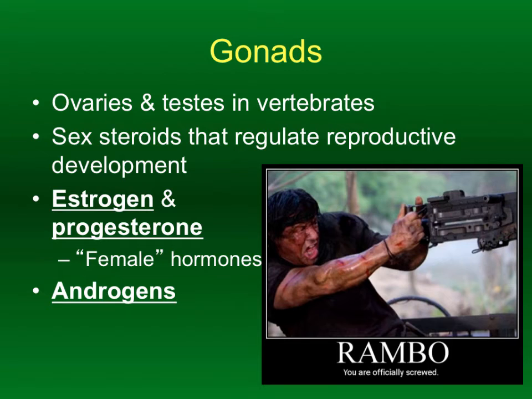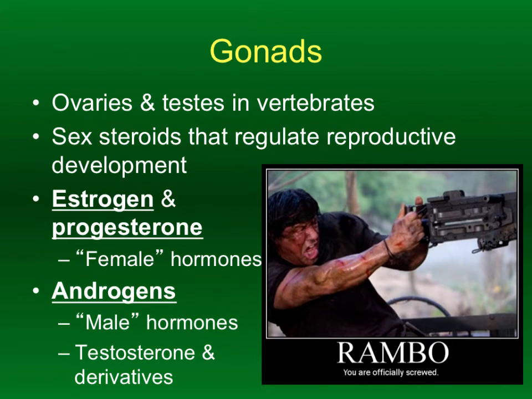Gestation, nourishing the growing embryo and fetus is also very much at play when we start talking about estrogen and progesterone. The androgens are things like testosterone, and so again, they're going to result in the primary and secondary male sex characteristics as well as the ability to produce sperm cells. So in this case, we're talking about testosterone, some of its other derivatives that result in the typical male characteristics that we think about.